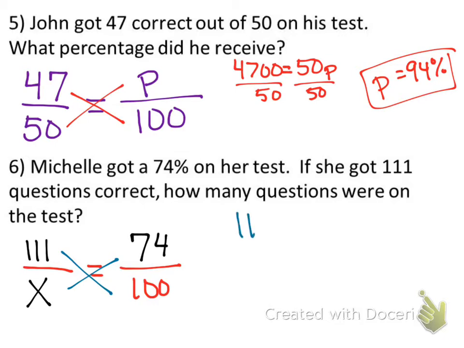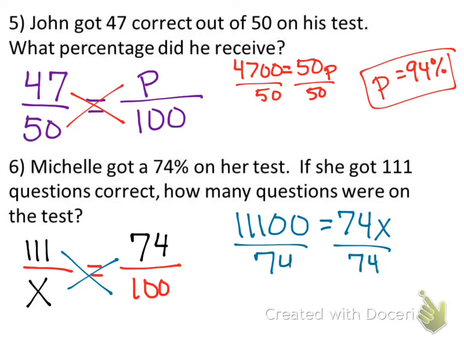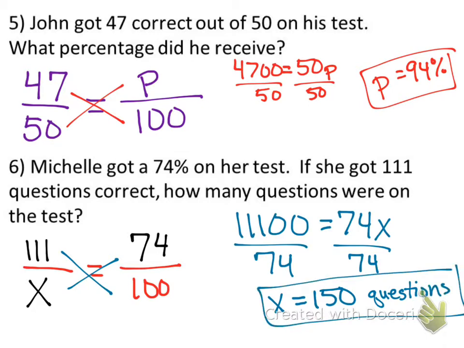So when I cross multiply, you get 11100 equals 74x. And I got like 150. 150, good. And since this is a real life type of problem, not where they're just saying like what number is, you should put a label on this where you're talking about questions. So there are 150 questions on this quiz. Again, ask yourself if that makes sense. If you got 111 questions out of 150 questions, it makes sense that you got about a C.